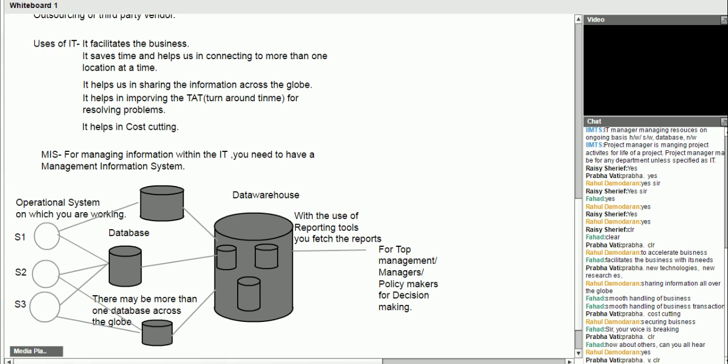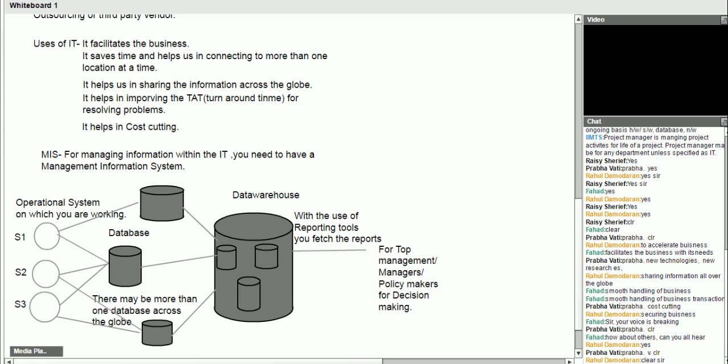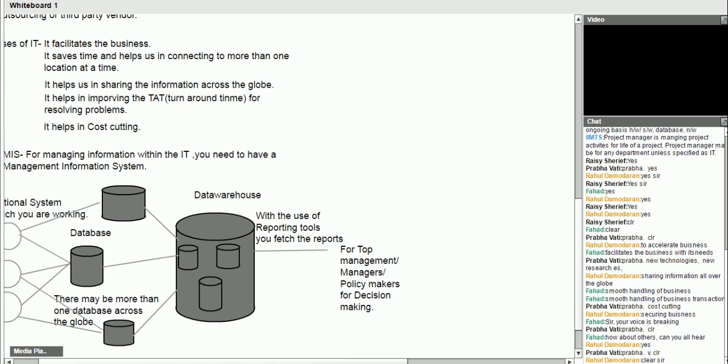So, operational systems are those systems on which you are working. Whenever you work on the operational systems, that data is being stored into the databases. Similarly, say the organization has more than 400, 500 branch offices all across the country. From all those databases, the data is being stored into a data warehouse. From the data warehouse, the MIS team, with the help of reporting tools, fetches the reports for the top management or managers or policy makers for decision making.